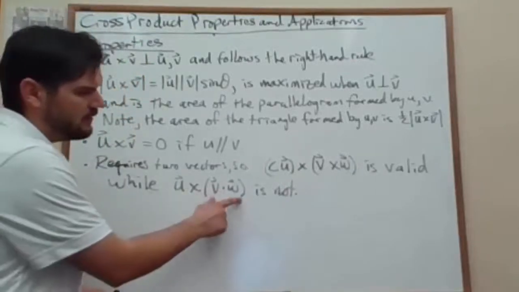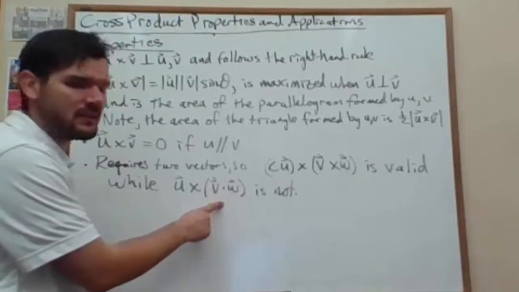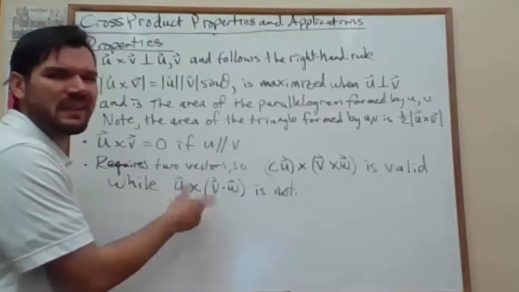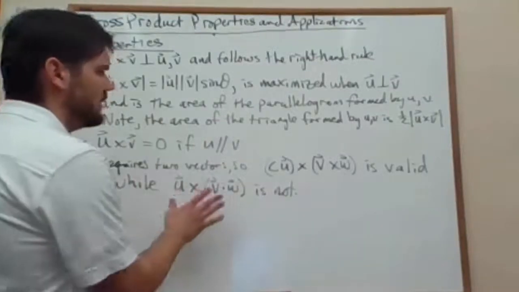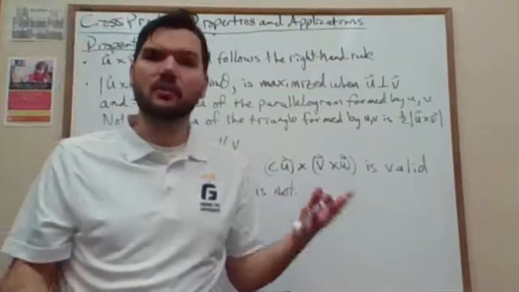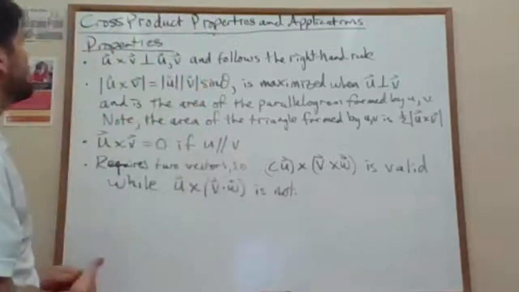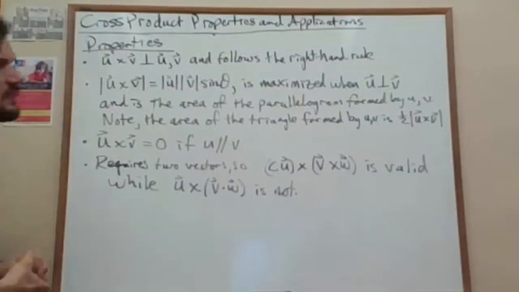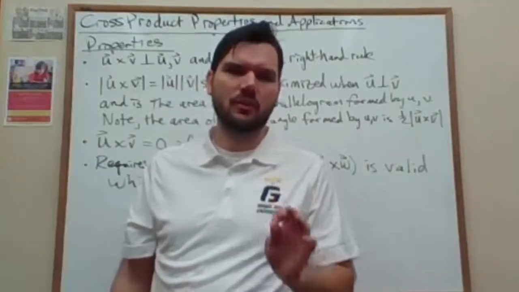Whereas over here, v dotted with w is a scalar. And so we have a scalar on one side and a vector on the other. We can't cross a scalar with a vector. Okay, so that's just an idea to keep in mind on what we can and can't do with the cross product, similar to the dot product. Okay, so now let's look at the application to torque.